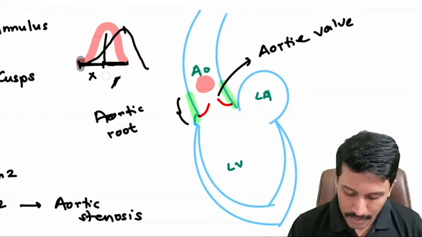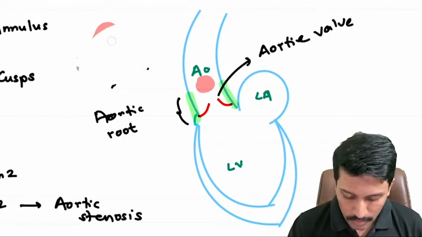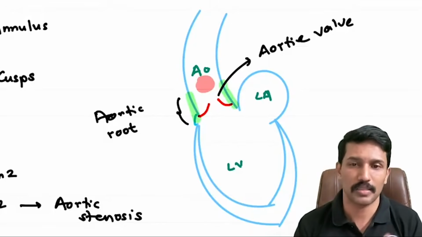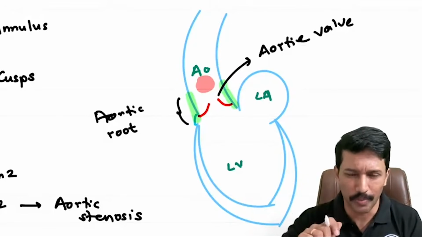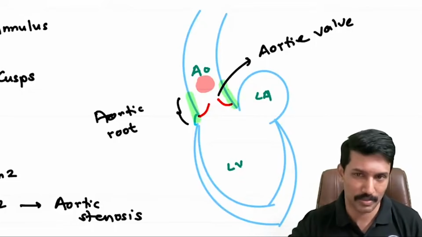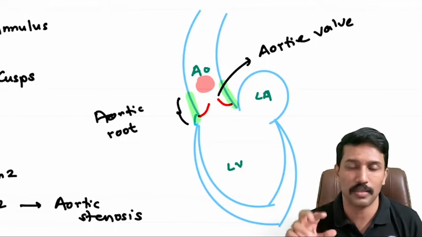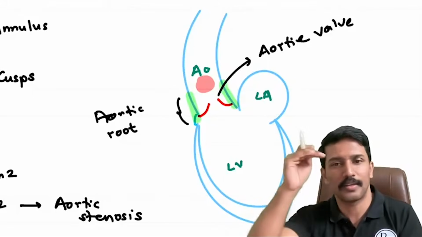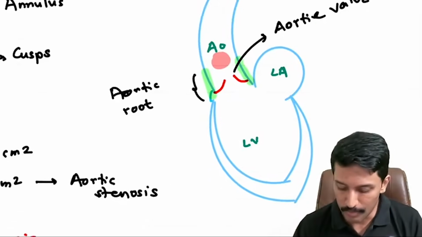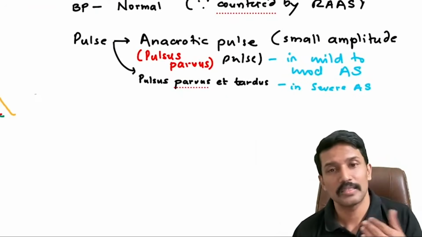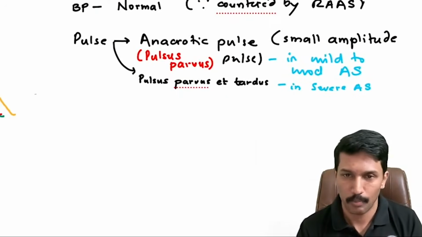If you have just completed your second year, you might know that you come across a side effect of some antipsychotic drugs called tardive dyskinesia. Dyskinesia means abnormal movements. Tardive means slow. So those patients have slow abnormal movements. The word tardive or tardus refers to slow. So the peak appears very slow and it is also very small. That's the meaning of pulsus parvus et tardus, and that is seen in severe aortic stenosis patients. Okay.